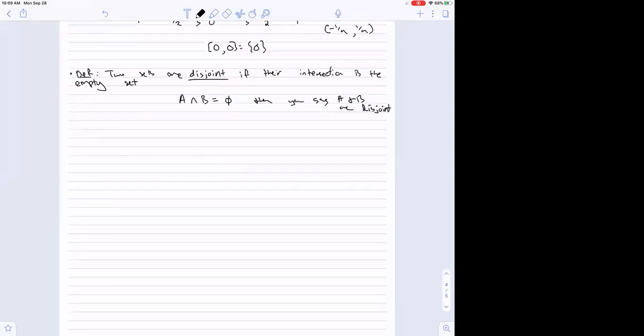For example, {1, 2} intersected with {3, 4} would be the empty set, because they don't have any elements from the other set, and so they're disjoint. Okay, that's pretty simple. It's just like an addition to intersections.